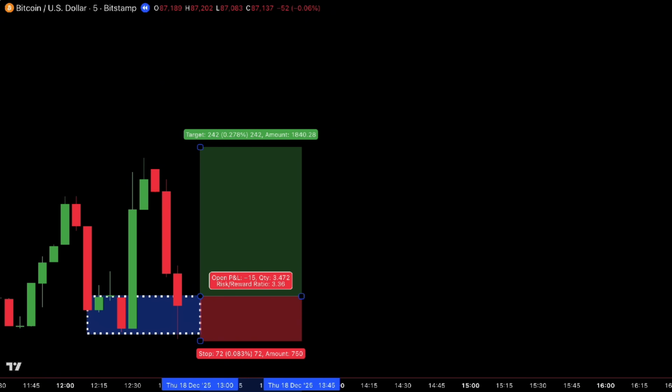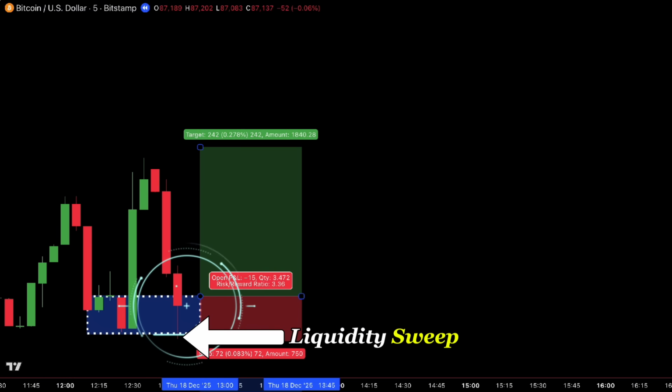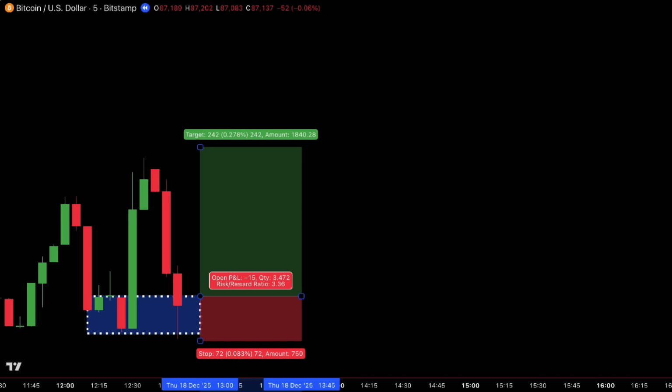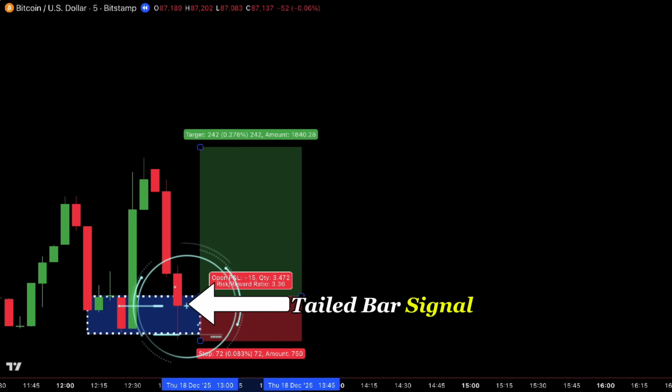As the price revisits the zone, we see a liquidity sweep. The market dips below the demand zone, triggering retail traders' stop losses and allowing smart money to collect liquidity. After the liquidity sweep, we get a tailed bar as our confirmation signal.